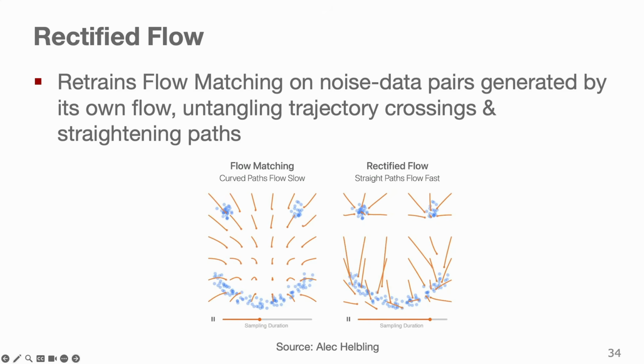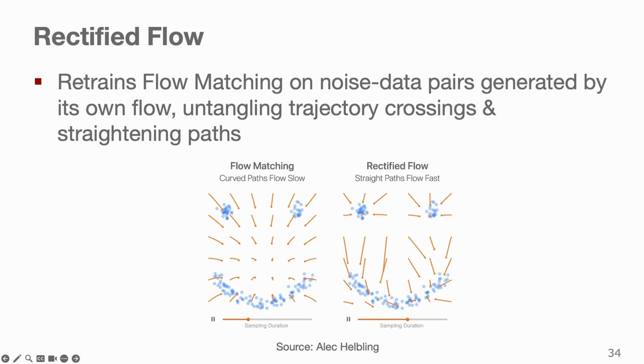So flow matching already gives us straighter paths than diffusion, but there is still one subtle problem. When you randomly pair noise samples with data samples, the straight lines between them might cross each other. And when the trajectories cross, then the velocity field has to represent conflicting directions at the same point in space, which forces the learned field to curve. And so this will then slow down integration.